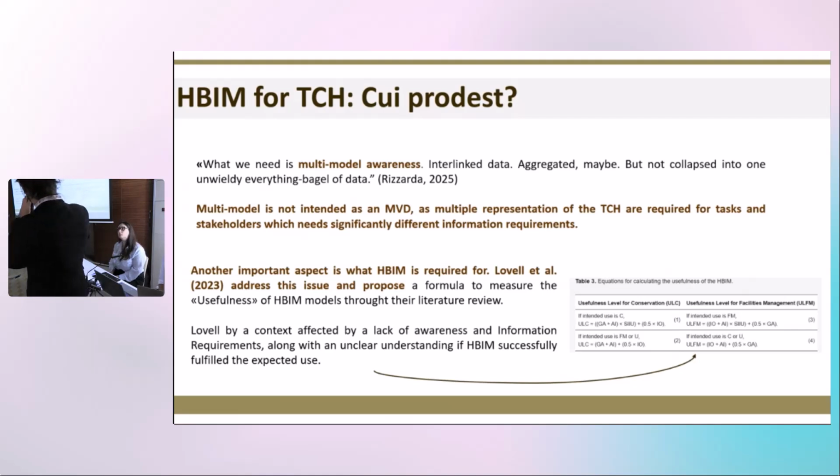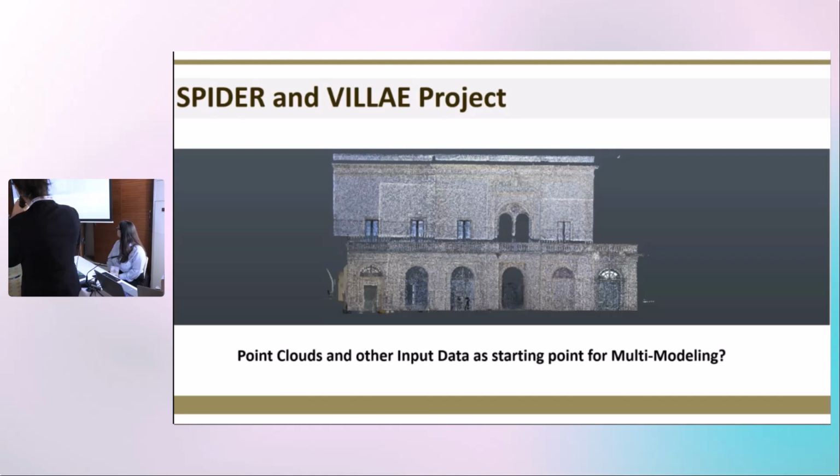So we are shifting towards a multi-model awareness, citing Rizzarda, which is not an MVD. It's not an information model as intended by the ISO 19650. It's a collection of information containers which can then be considered independent information models, and we try to understand if there is a linkage between these information models and not with the information containers. This means that from the point cloud data, we would like to provide multiple models, not multiple information containers, for different users.